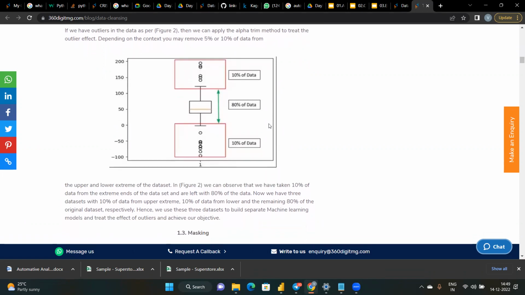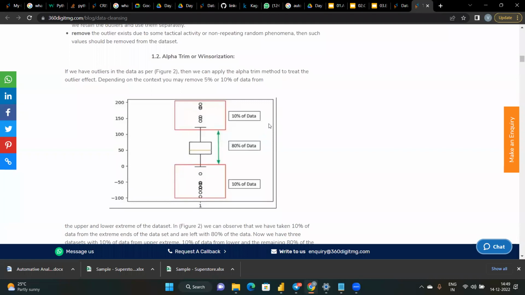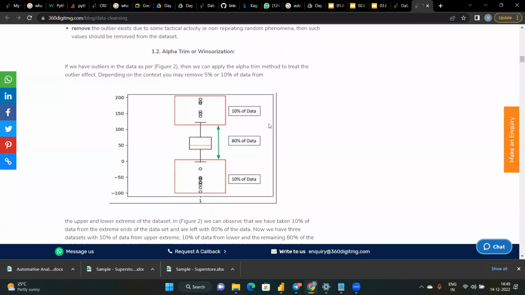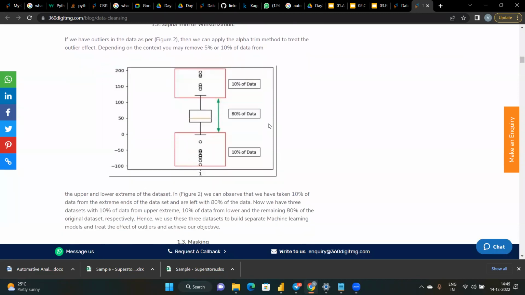So winsorization is nothing but trimming. Trimming is different, right, and winsorization is different. In trimming, we're going to trim down the data, so there might be a loss of that. But in winsorization, we are going to remove the data, meaning we are going to remove only the data which is not necessary.